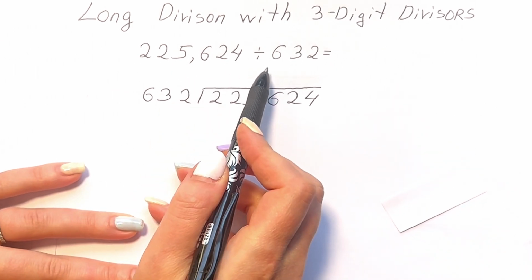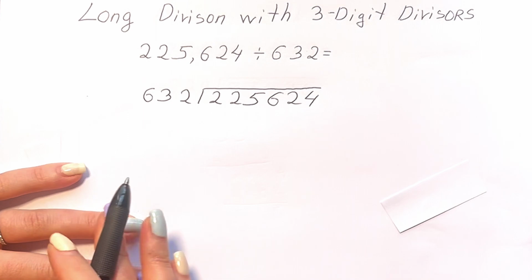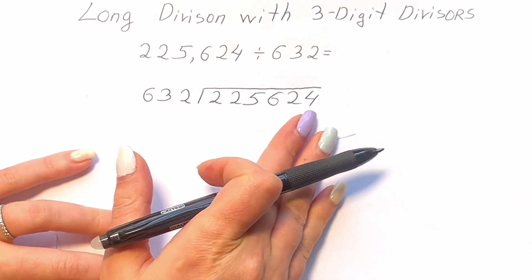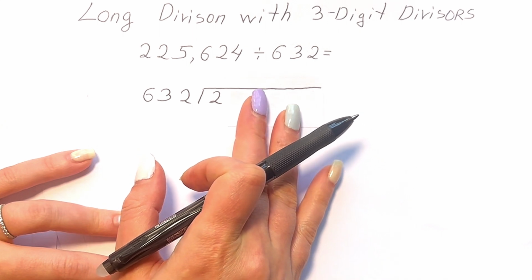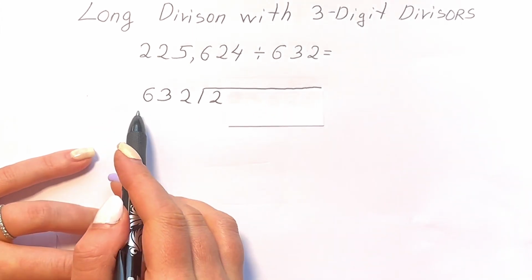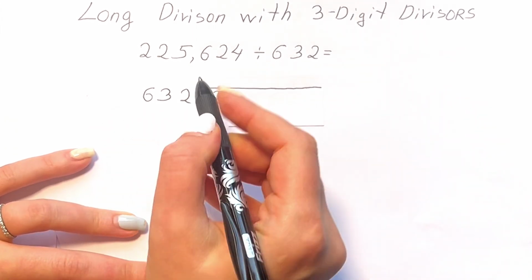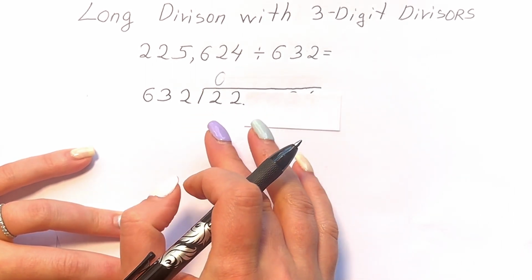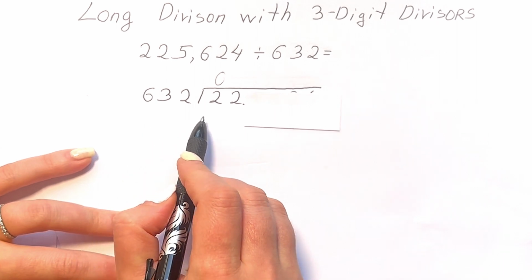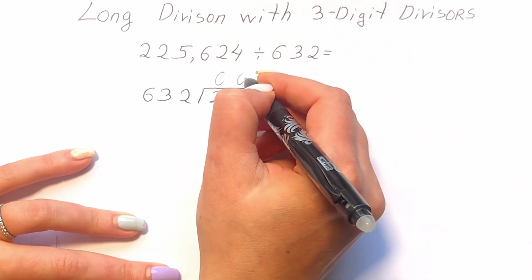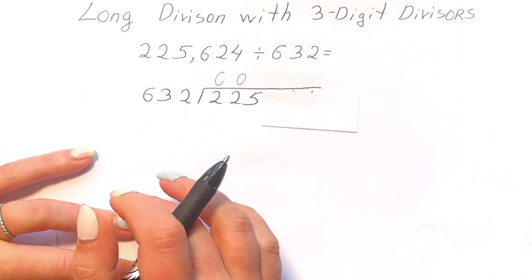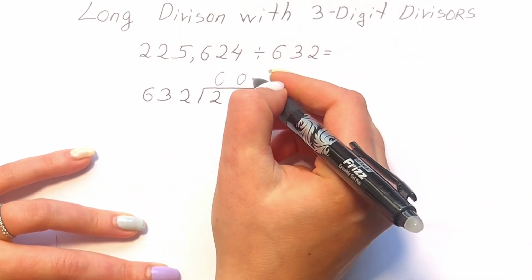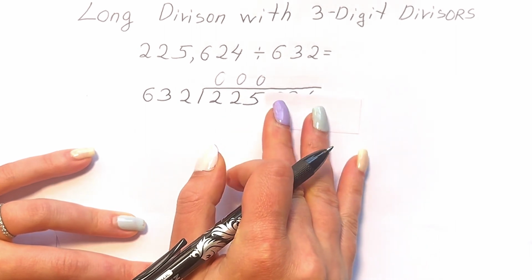225,624 divided by 632. The same way, right away, I'm going to cover the digits and leave only the first digit. 632 goes to 2 0 times. I'm going to bring the next digit. 632 goes to 22 0 times. I'm going to bring the next digit. 632 goes to 225 again 0 times. Let's bring the next digit.